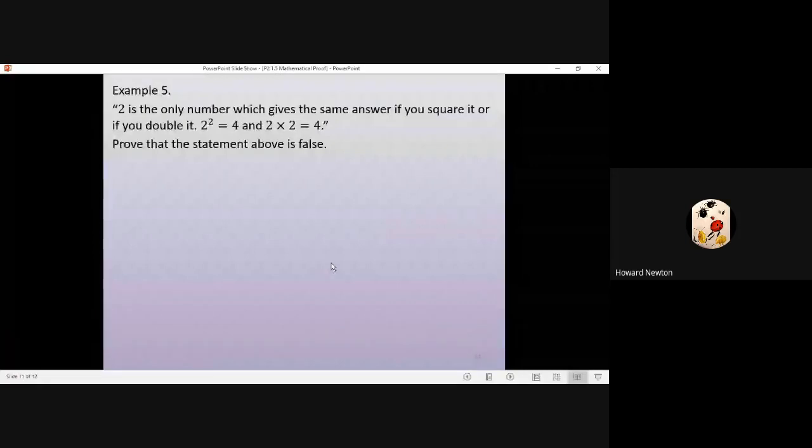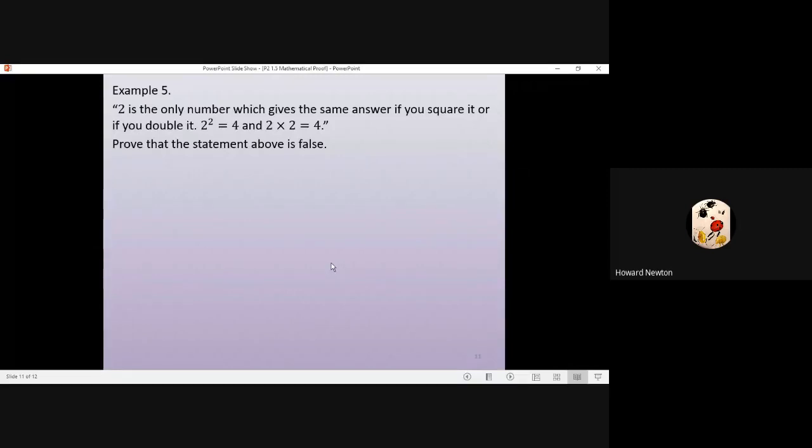Okay, example 5. It starts off with a statement in speech marks, and the statement is this: 2 is the only number which gives the same answer if you square it or if you double it. So 2 squared equals 4, and 2 times 2 equals 4. And then we're asked to prove that the statement is false.